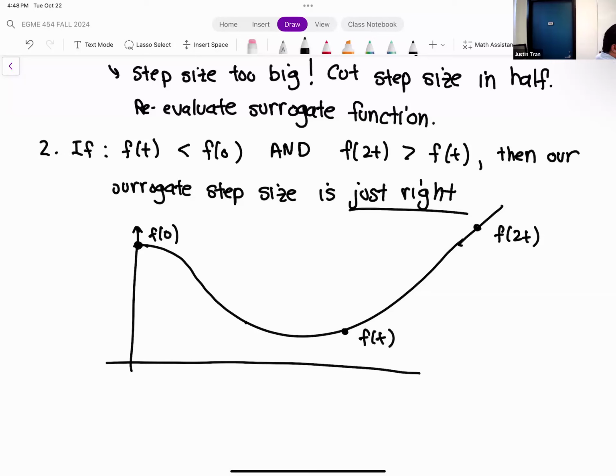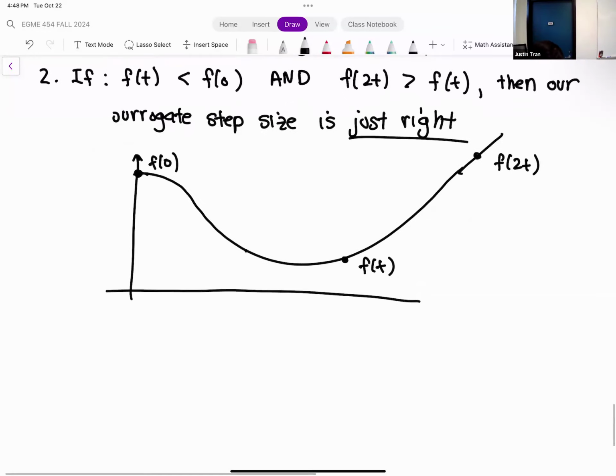So the best case scenario is that your function goes down at the midpoint and then comes back up at the end. So in this case, you don't need to adjust the step size, and then you go into the next step of the algorithm.